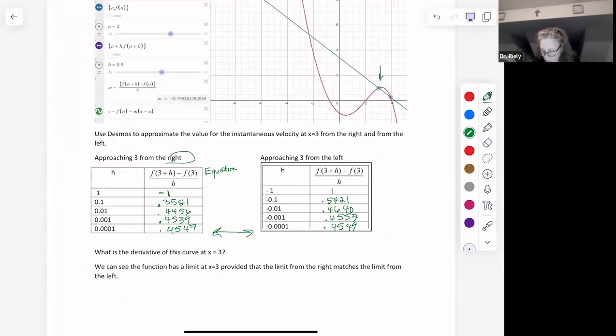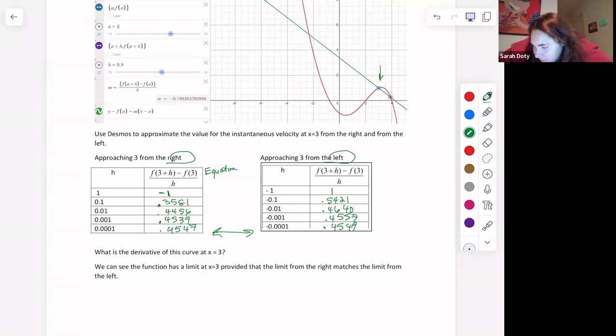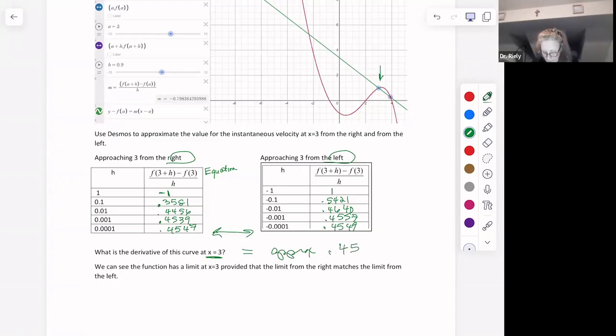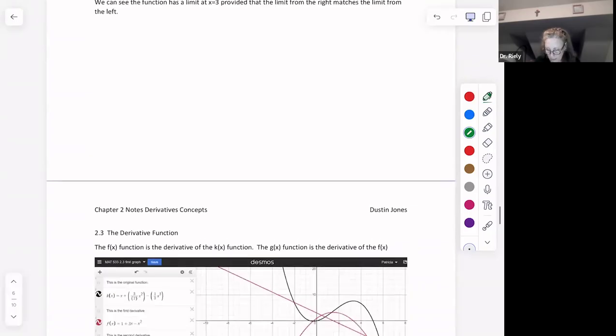So you can see whether you're approaching from the right or the left, the limit is the same. And that's what we want to have. If you have the same limit on either side, then you can say the limit does exist. And so what's the limit? The derivative of the curve at x equals 3 is that limit, approximately 0.45. And the fact that it's the same from the left and the right, you can say the limit exists. So there's no holes, no funky things going on, no points happening. So that's the other approach to limits, coming from the right and from the left.